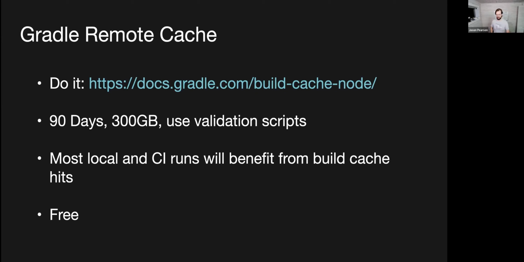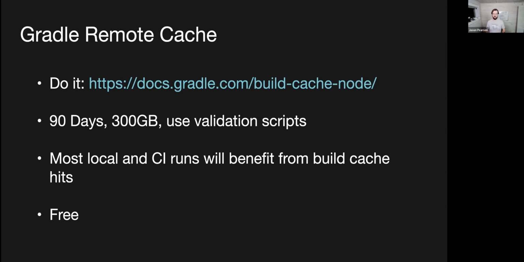And about reusing the cache across the team, it's possible to use Gradle Remote Cache, and you should just do it. If you're limited on the amount of money that you can spend on CI pipelines, following the link to the build cache node, it's a free project that you can just run yourself. Recommend 90 days and 300 gigabytes and using the validation scripts. Again, that's the paid path.